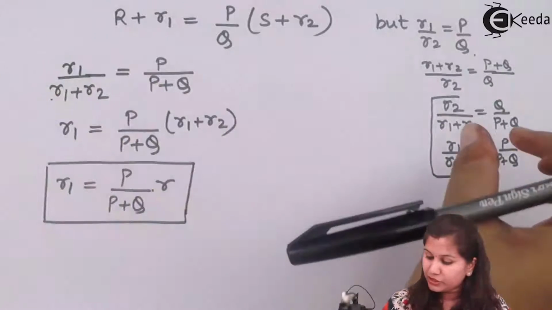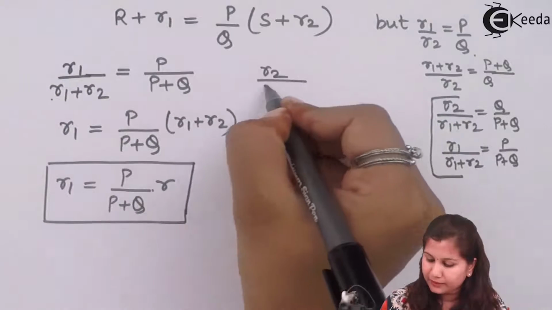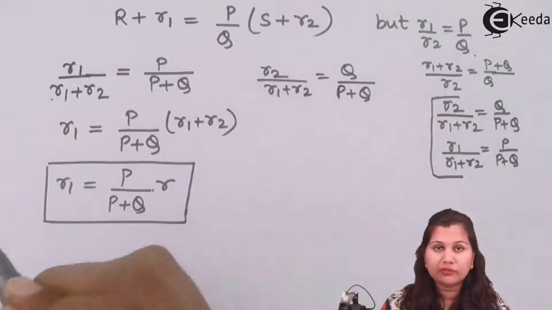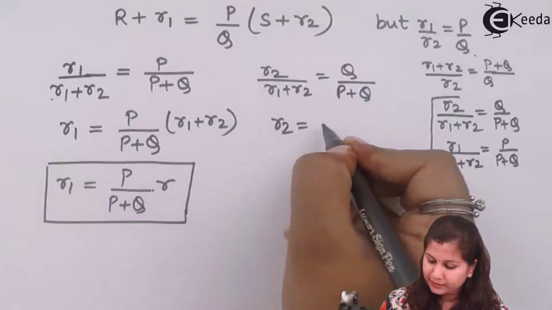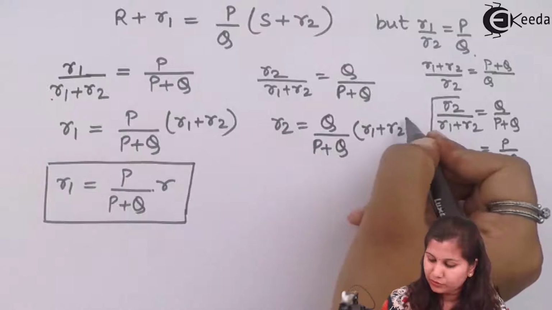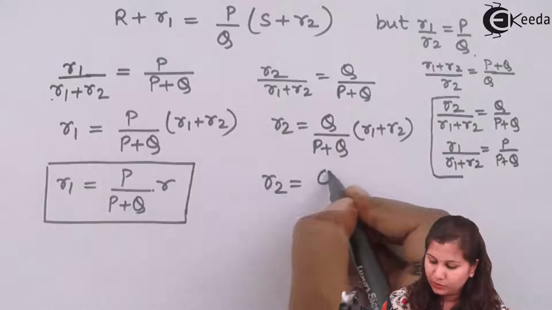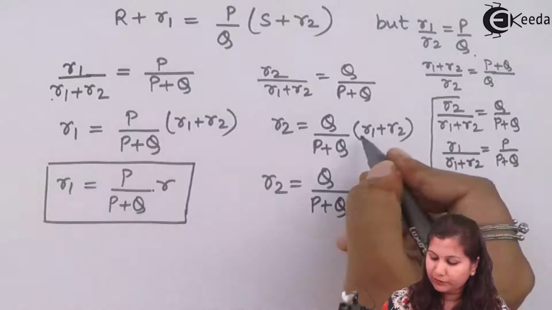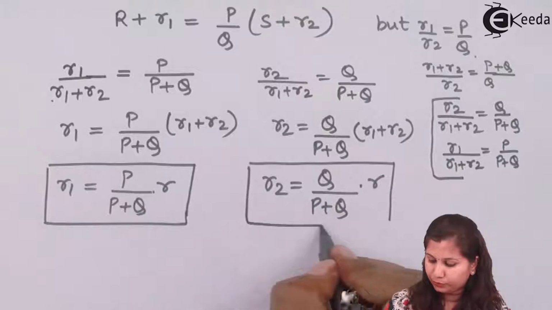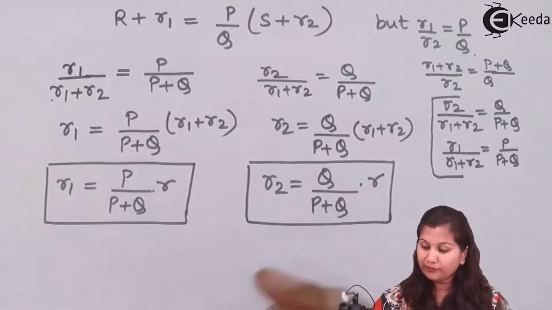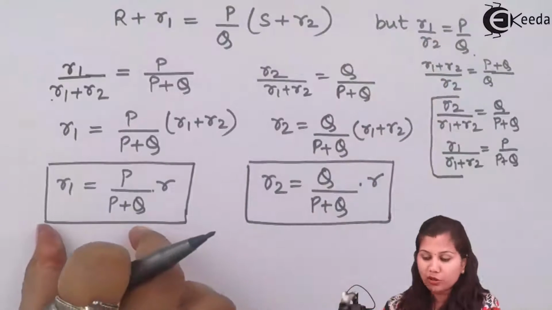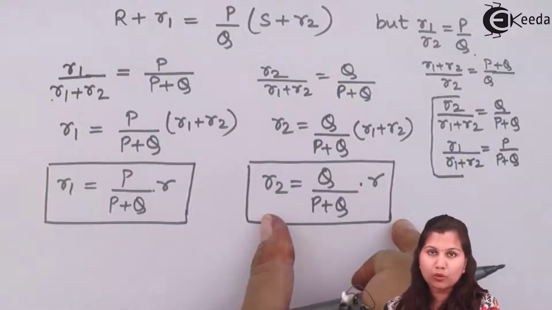Now from the expression R2 upon R1 plus R2 equals Q upon P plus Q, we get the value of R2 as Q upon P plus Q multiplied by R1 plus R2. Again, R1 plus R2 is R. So this is the value of R2. So from the expression R1 upon R2 equals P by Q, we can get the value of R1 and also the value of R2.